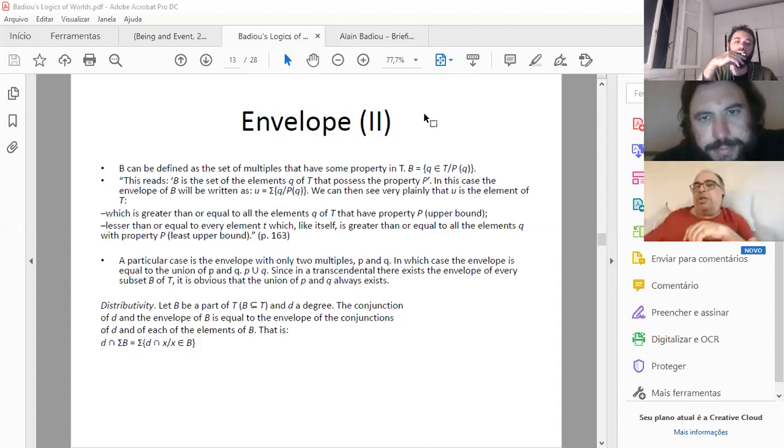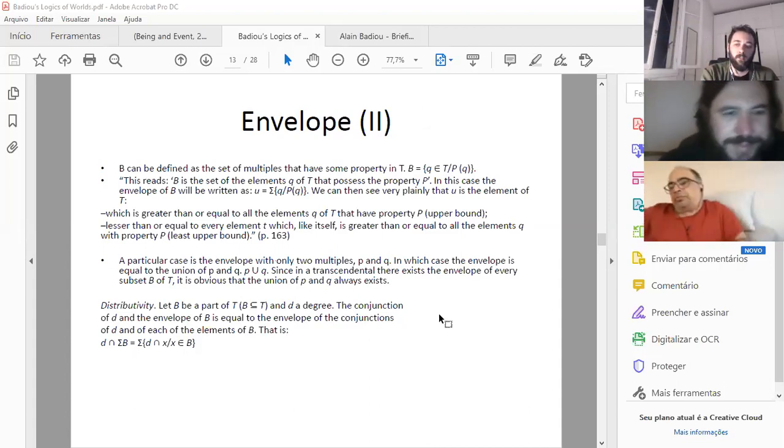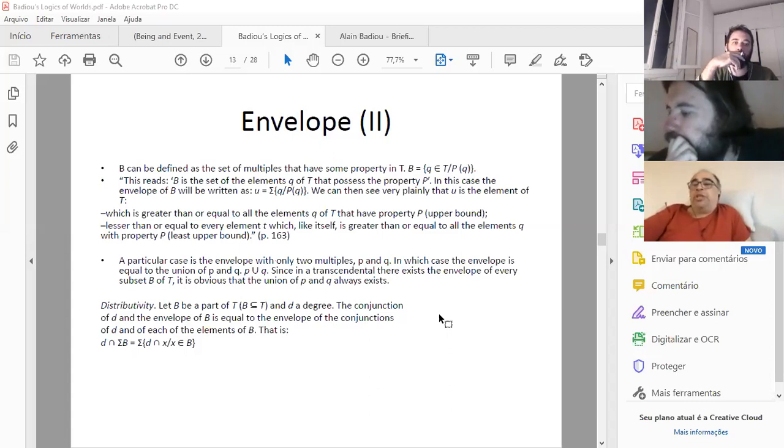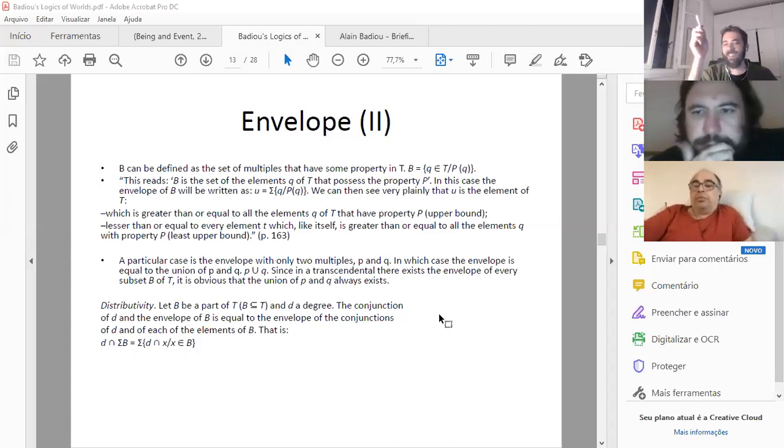Let's not dwell on it here. I find union a lot more appropriate here than envelope. Especially since he's using conjunction, and then for union he's using envelope. Yeah.